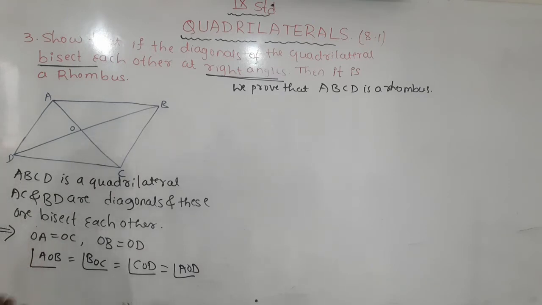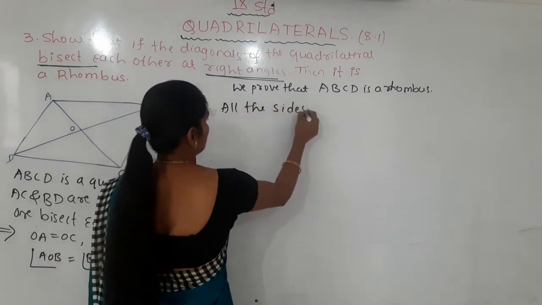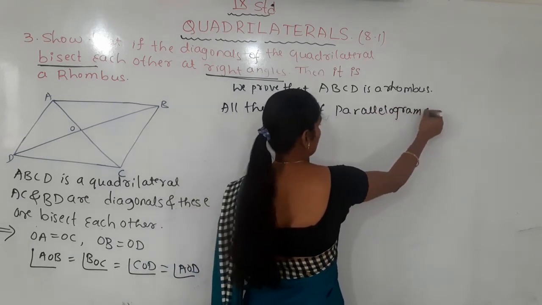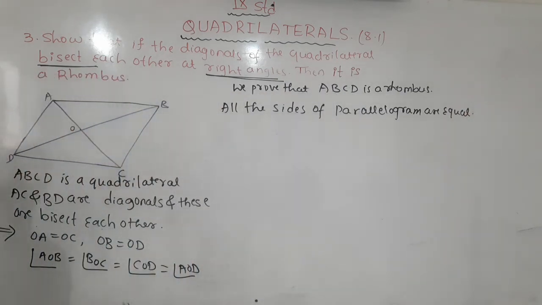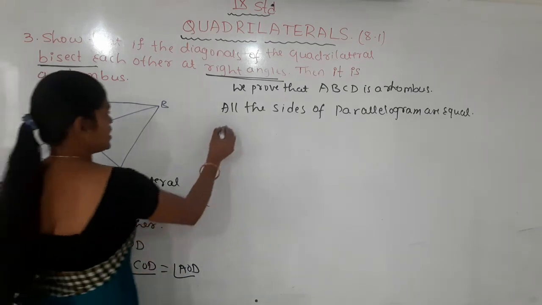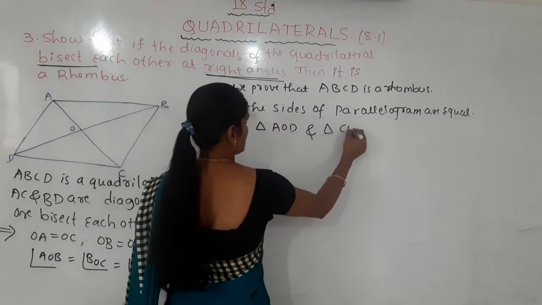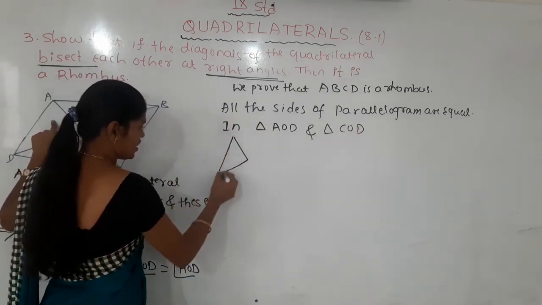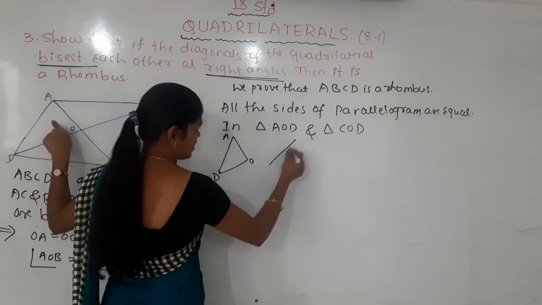Yes, what do we have to prove? All the sides of the parallelogram are equal. We have to show they are equal. Yes, for that purpose I want to select two triangles, AOD and COD. In triangle AOD and triangle COD, if you want your reference, better you can take. This is triangle AOD, and this is triangle COD.